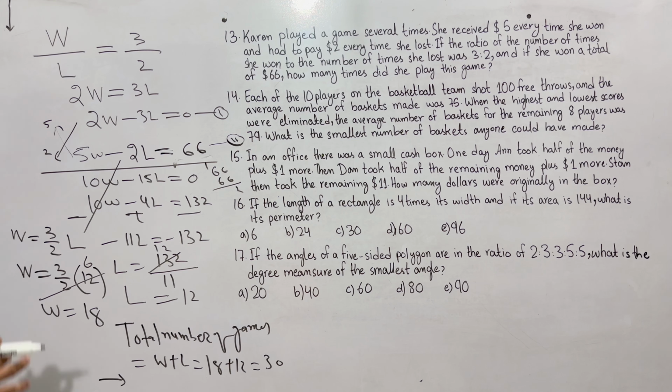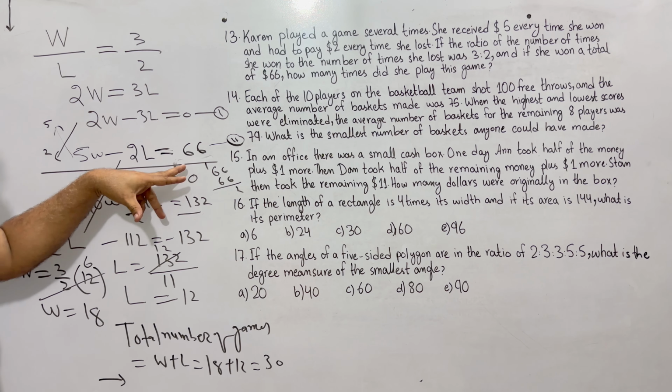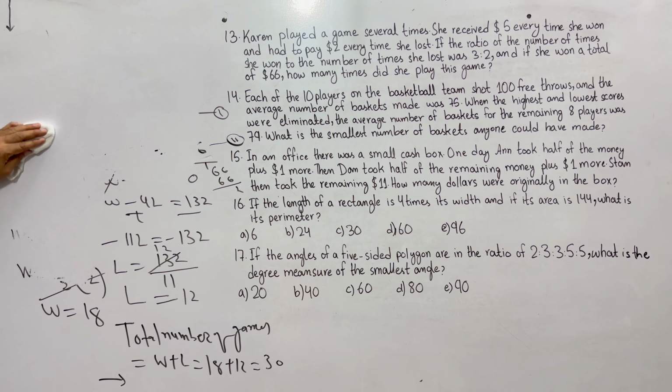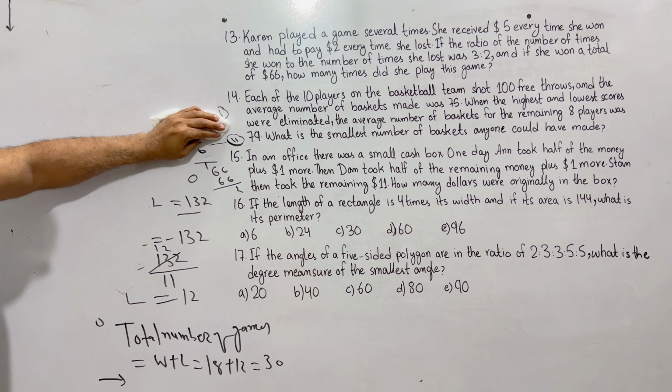$66. Let's verify in a retrospective fashion. Utilize the values of L and W and the two given conditions: the ratio of win and loss 3:2, and the total revenue generated by her is 66. Let's verify whether we have done it correctly or incorrectly. Let's see and find out. Let me make some space.